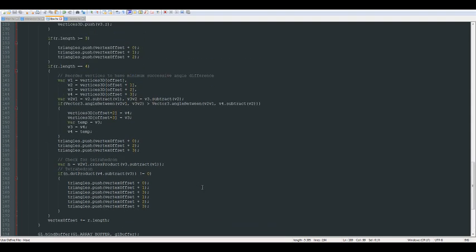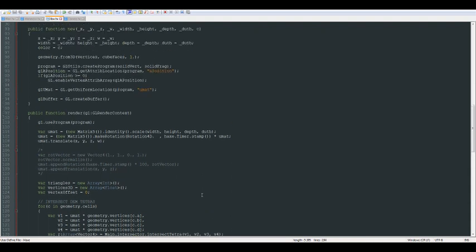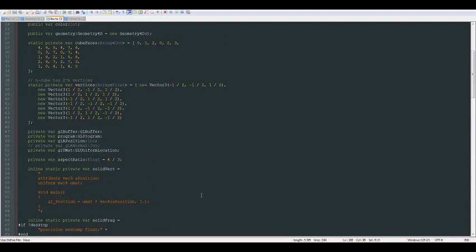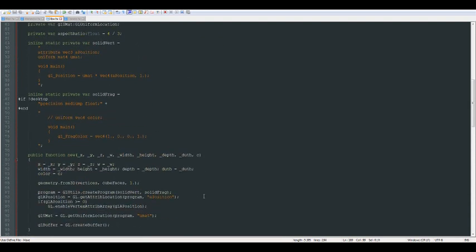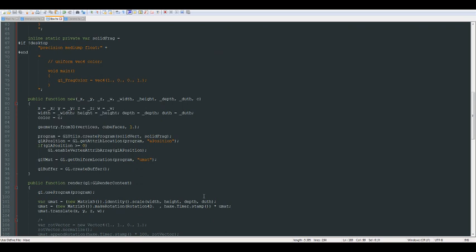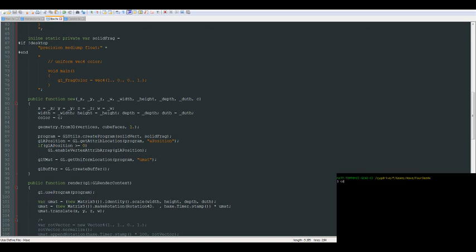Okay, let's try it out. I very much do not expect it to work because code never works first try. I'll be surprised if it compiles because we added so much code. Alright, terminal view. Let's go. That's not even the correct project. There.